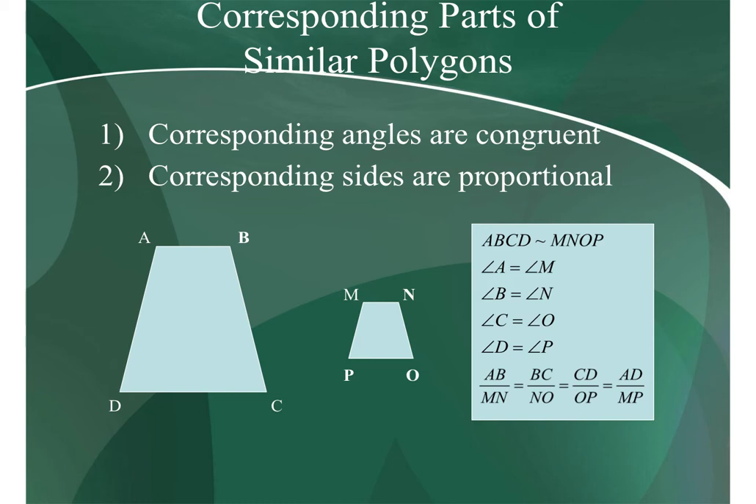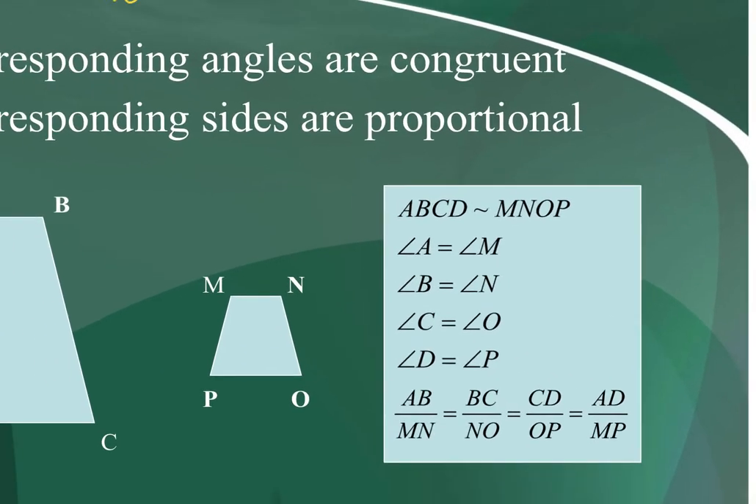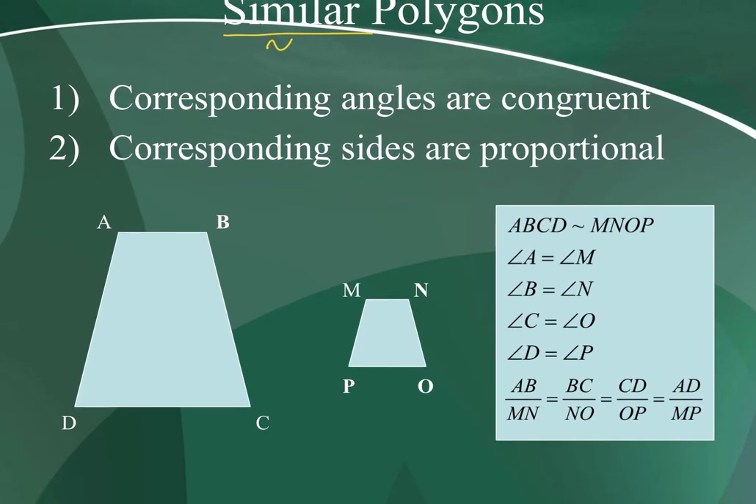Okay, up at the top, I need you guys to write a squiggly like this. This is the similar symbol, okay? So whenever you see that symbol, it means that two things are similar, okay? Now, do you remember when we were talking about congruence, how it mattered which order the letters were in? Same thing applies to similarity. So, see how this is ABCD is similar to MNOP?